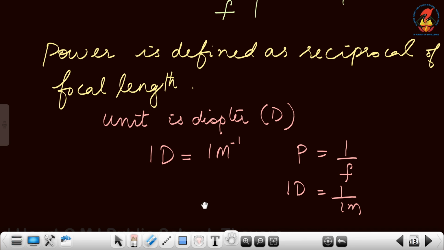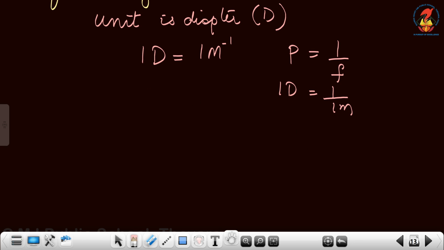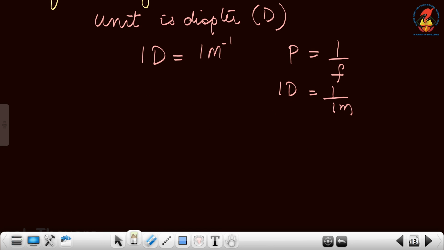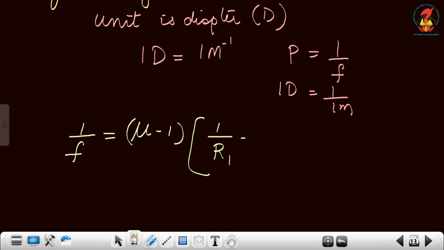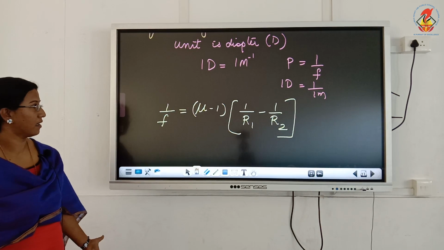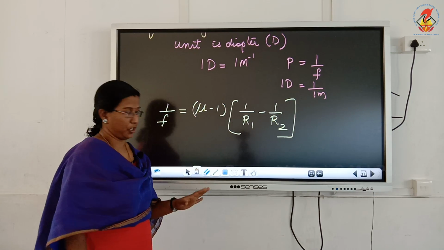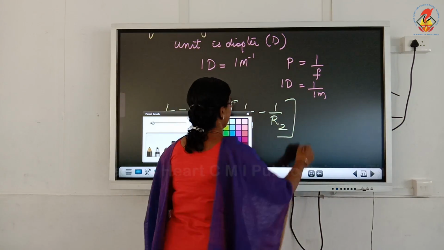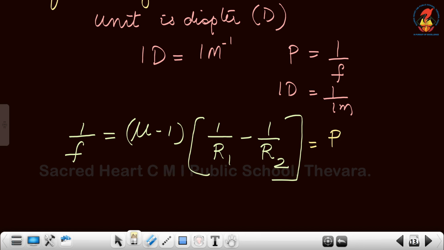Now we know the lens maker's formula, which relates the focal length with the refractive index and radii of curvature as 1 by f is equal to mu minus 1 into 1 by R1 minus 1 by R2. This is the lens maker's formula relating the focal length, refractive index and radii of curvature. Now 1 by f is what? 1 by f is equal to power, so this can be written as P.